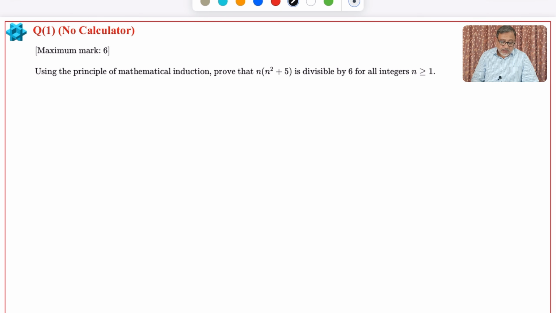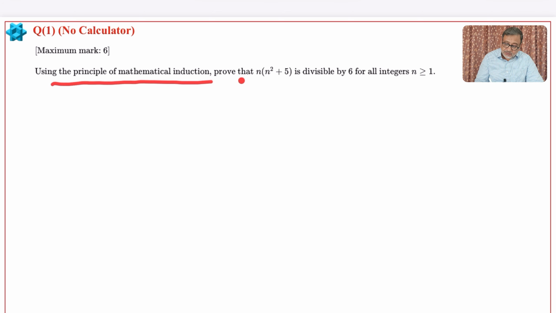Okay. Next one, we have past paper questions. I have chosen some past paper questions because there is nothing new in this chapter; we are going to use the same steps. So this question says: using the principle of mathematical induction, prove that n(n^2 + 5) is divisible by 6 for all integers n greater than or equal to 1.